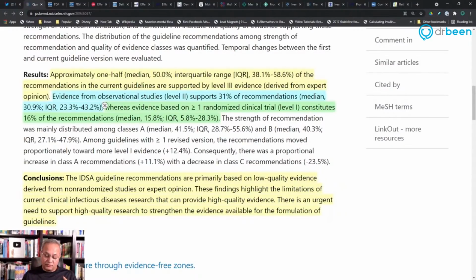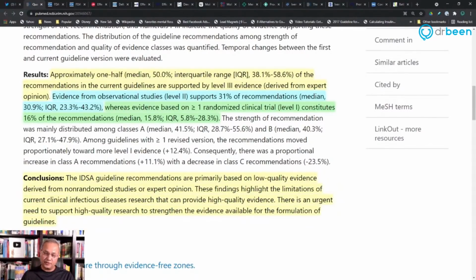Evidence from observation studies, level 2, supports 31% of the recommendations. Observational studies. Whereas evidence based on one or more randomized clinical trial, level 1, constitutes, I would add a word here, only 16% of the recommendations.